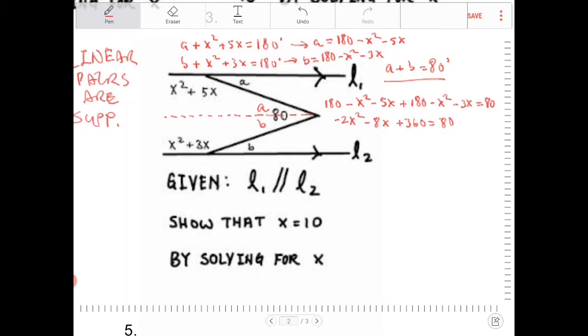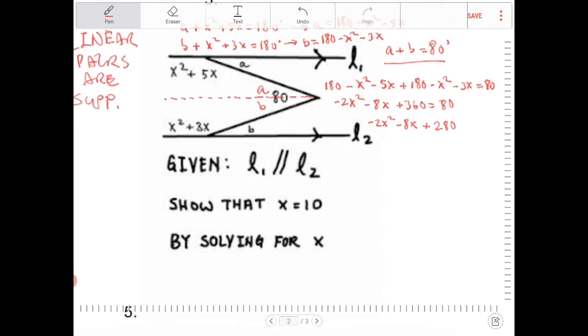I want to subtract 80 over to the other side. I end up with negative 2x squared minus 8x plus, what is that? That will be 280. I notice that this is all divisible by negative 2. And if I divide both sides by negative 2, I end up with x squared plus 4x minus 140.